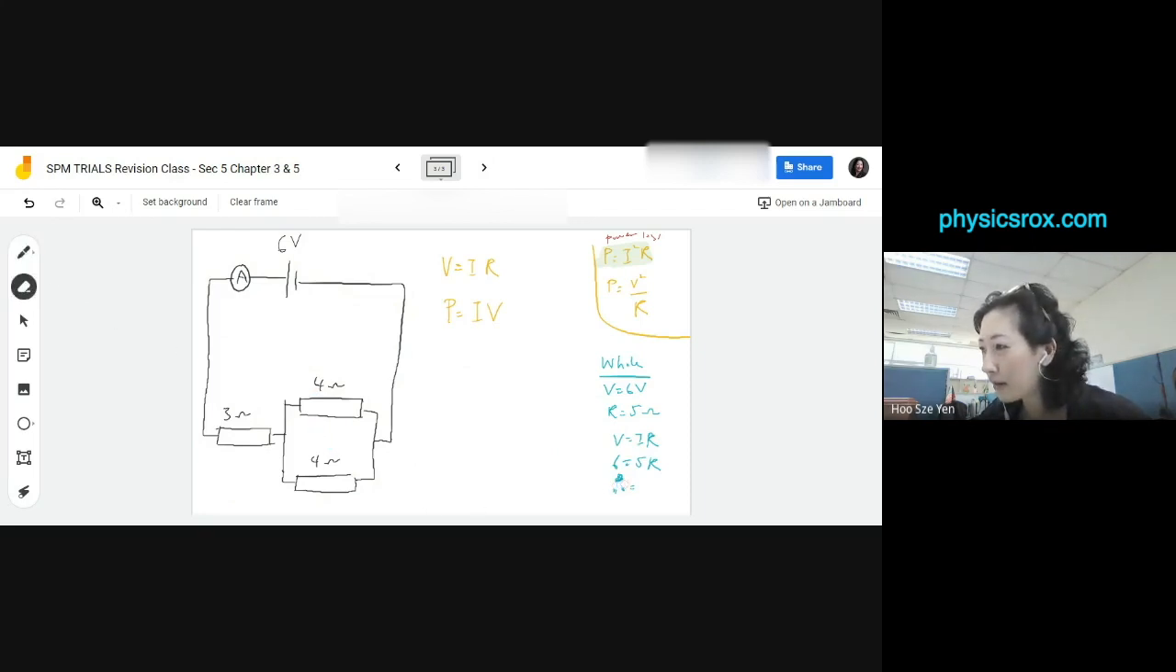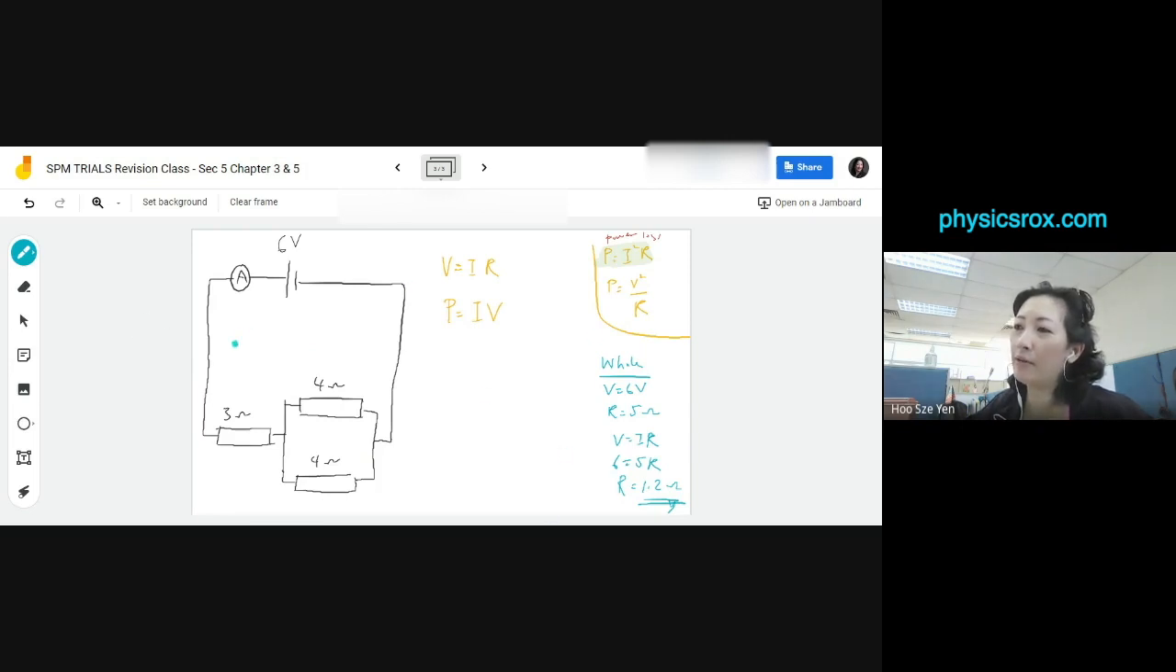Can you rub the R? The R looks so bad. What's the answer? Yes. You must write the answer in decimal. I think I've said this many times and you've forgotten. Don't write your answer in fractions. Always write your answer in decimal. Okay? So, that's if you take it as a whole.